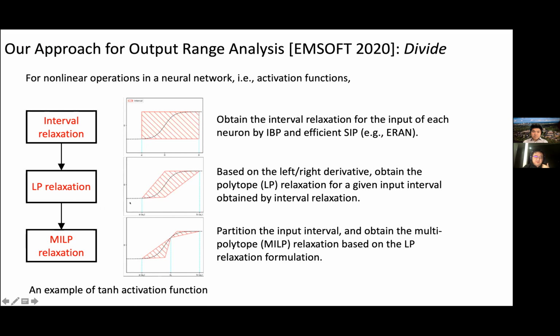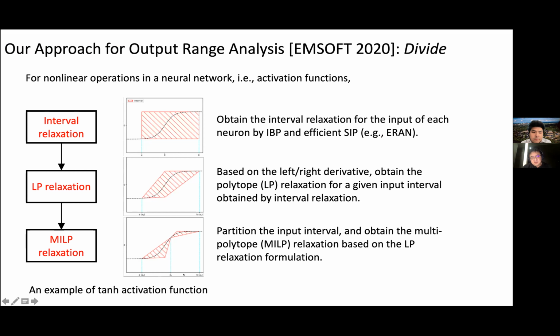And then if you want to make this more accurate, you could try to use the so-called LP relaxation. Basically, in this case, use left and right derivatives to obtain a polytope around the activation function, which can give you a more accurate approximation. And then there's a further, more accurate approximation you can do by, for instance, dividing the input interval of the activation function into multiple segments, and for each of those you can use a polytope to approximate. Very natural. And once you are able to approximate each of those activation functions, then you can, from the input all the way conduct your analysis to the output to try to bound the output range.